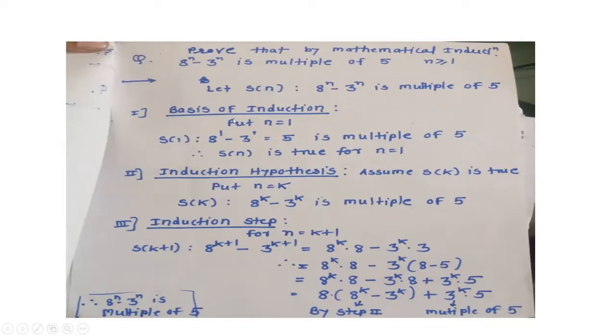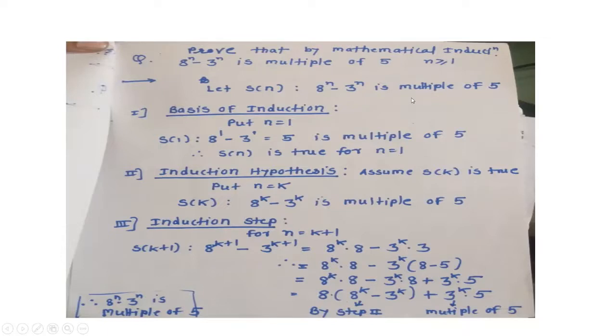First step, basis of induction. Put n equal to 1. S of 1 is 8 raised to 1 minus 3 raised to 1, which is equal to 5. So 5 is a multiple of 5. Yes, 5 is a multiple of 5. So S of n is true for n equal to 1.